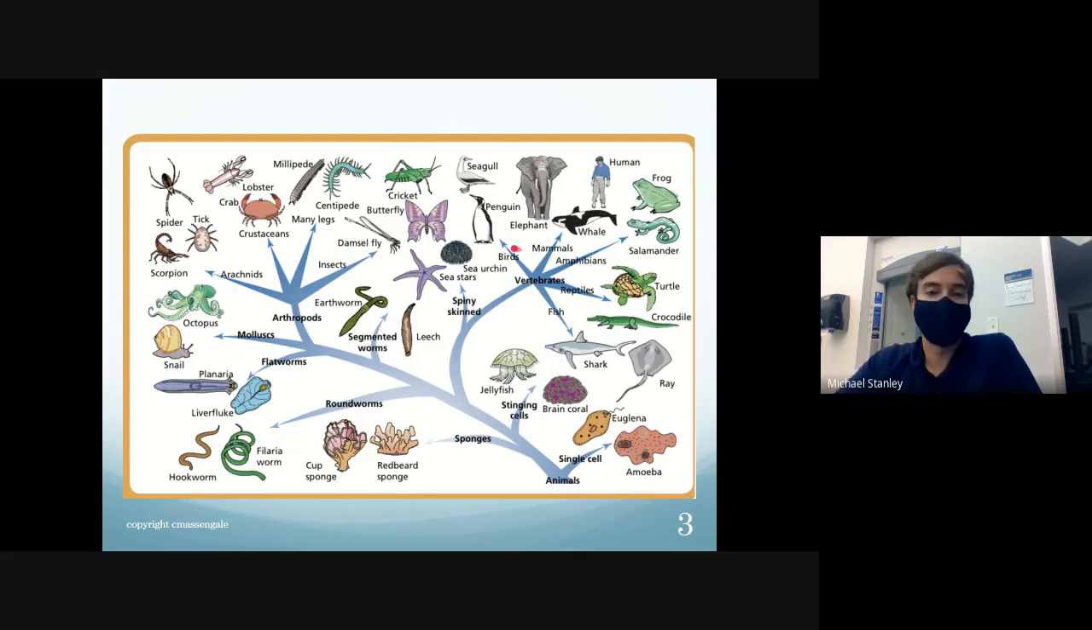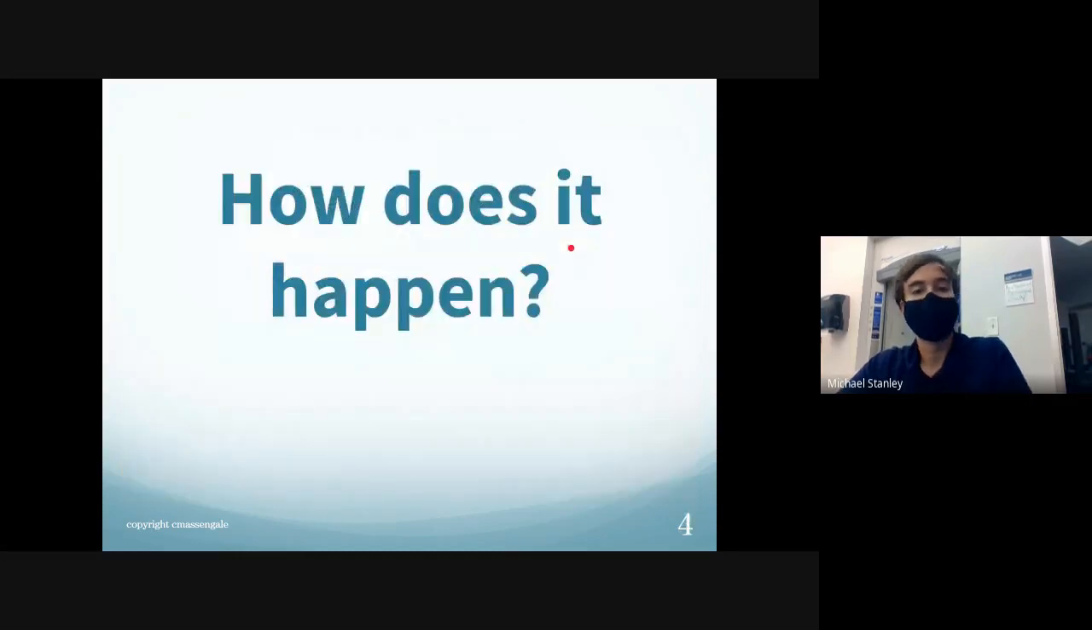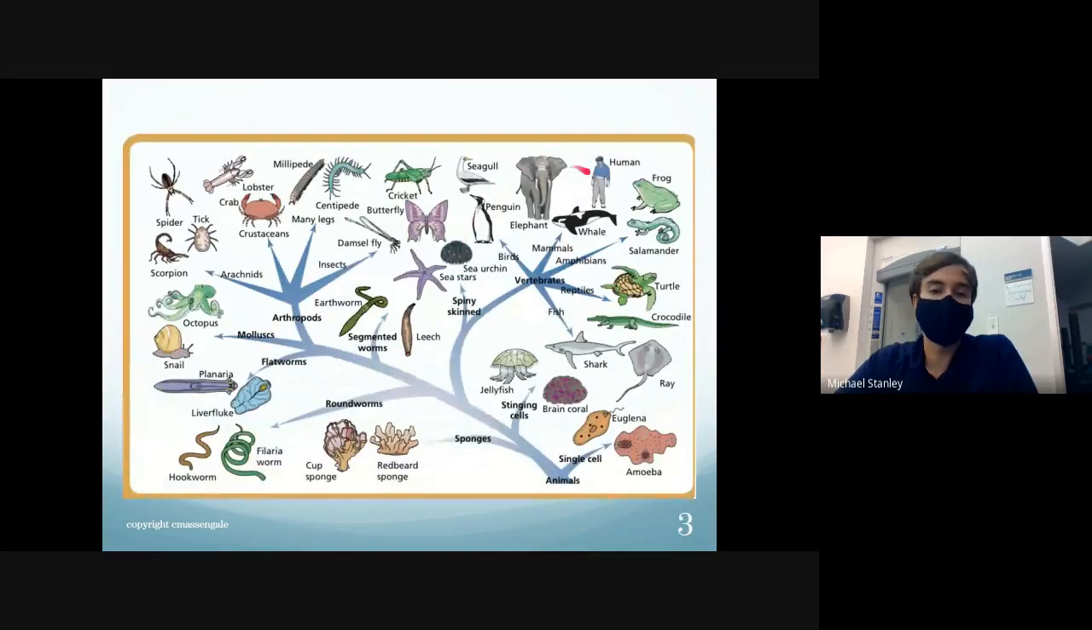But mammals and birds and amphibians are all more closely related to each other than they are to arthropods, things like insects and crustaceans and arachnids, like spiders and scorpions. So how does it happen? How do we end up with all of this huge variety of life on Earth that all comes from ancient common ancestors?